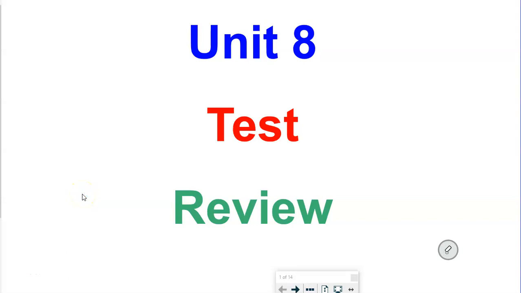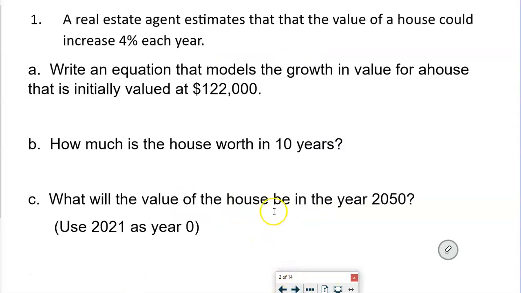So I'm going to go over the Unit 8 test review, and this test is over exponentials and logarithms. So number 1 says a real estate agent estimates that the value of a house could increase 4% each year. It said write an equation that models the growth in value for a house that is initially valued at $122,000.